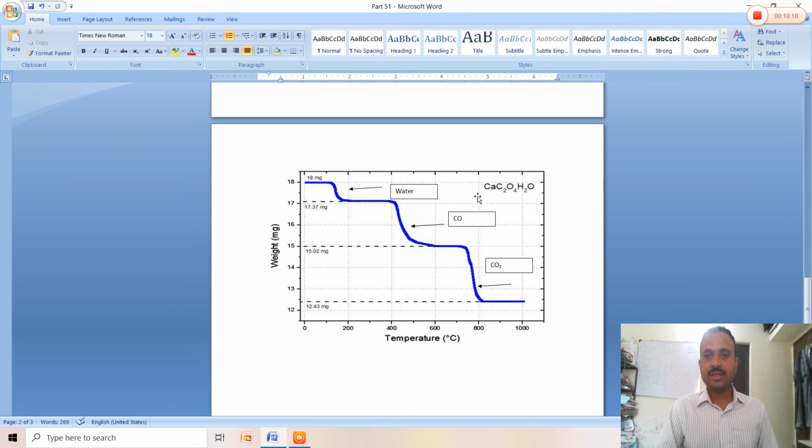In the first part of calcium oxalate, removal of water takes place. In the second part, removal of carbon monoxide takes place, and in the third part, removal of carbon dioxide takes place. A high temperature is required to disintegrate the final product from the calcium oxalate. A middle temperature is required for the carbon monoxide to be removed, and the lowest temperature is required for the water to be removed. These are the most important parts of the instrumentation and the graph of calcium oxalate.